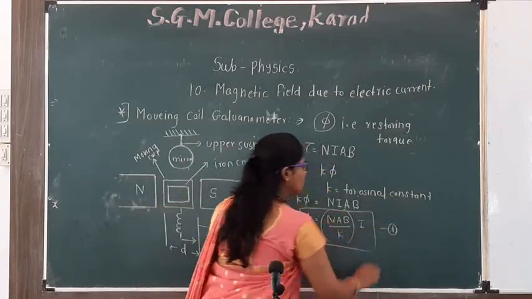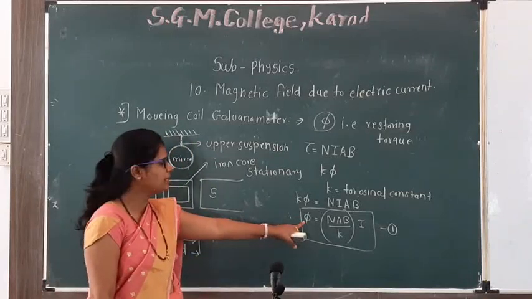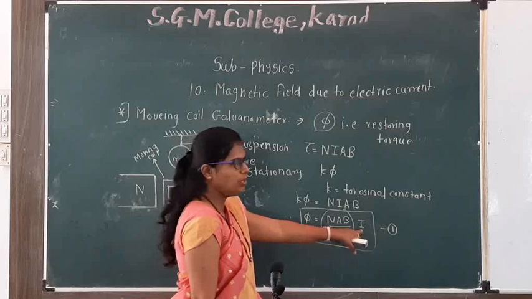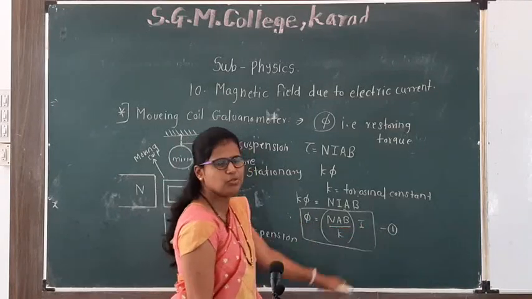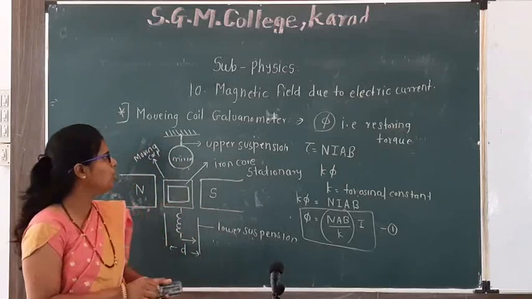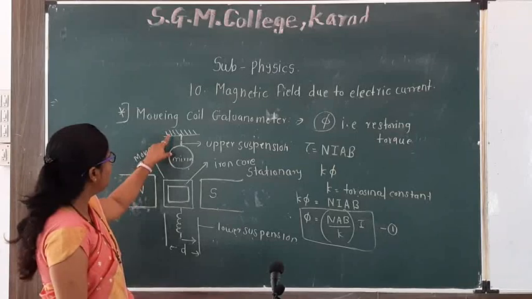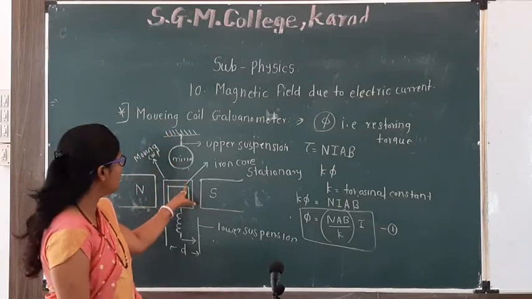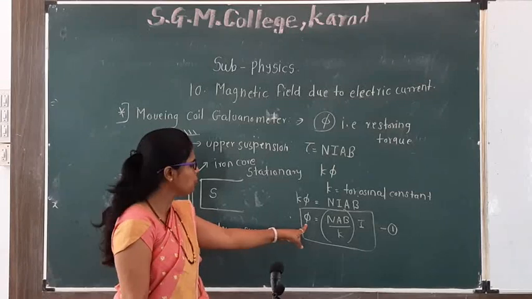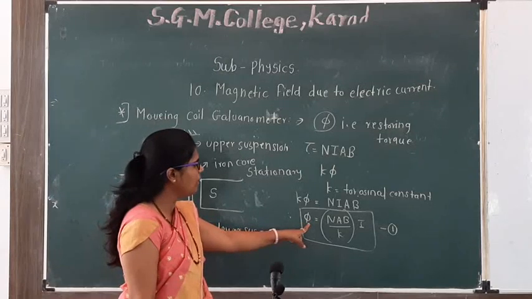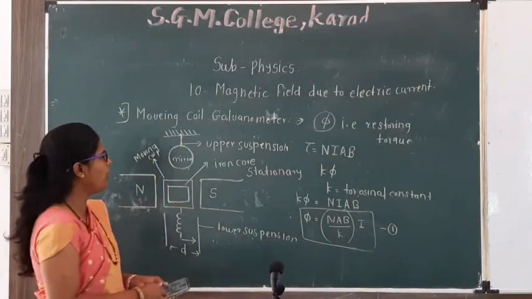These equations show that the deflection of the coil, phi, is directly proportional to the current flowing through the coil. That is the construction also, which we had seen here, and this equation shows the deflection of the coil is directly proportional to the current flowing through the coil.